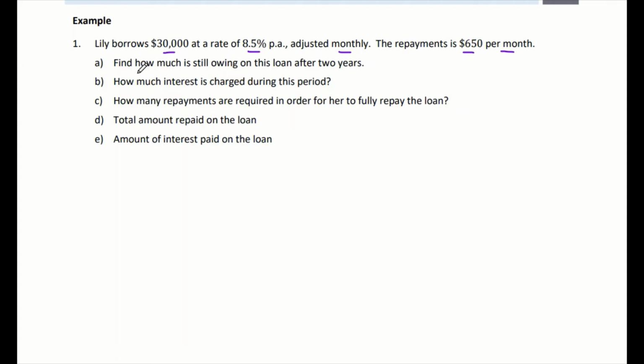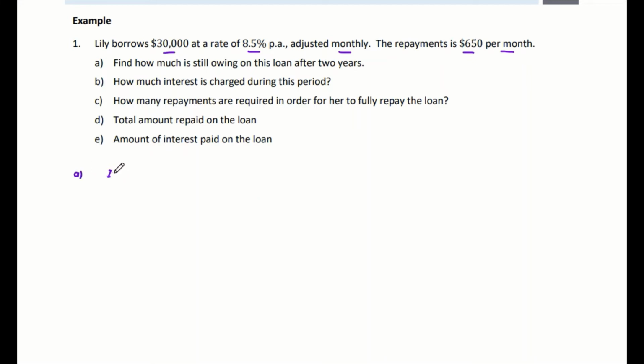So part A: find how much is still owing on this loan after 2 years. Same thing, I'll try to show you two methods. The first one by using the recurrence relation, then the second one by using the finance solver. So let's start with the first one first. So this is part A.